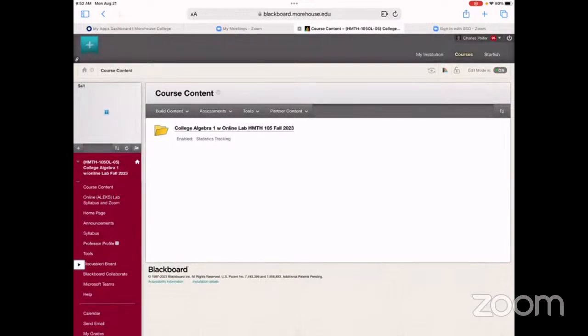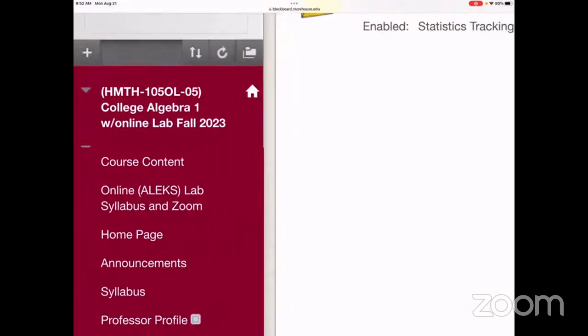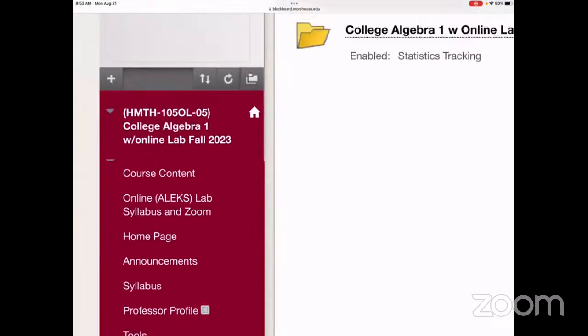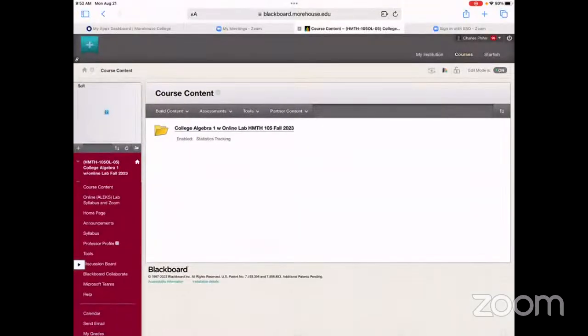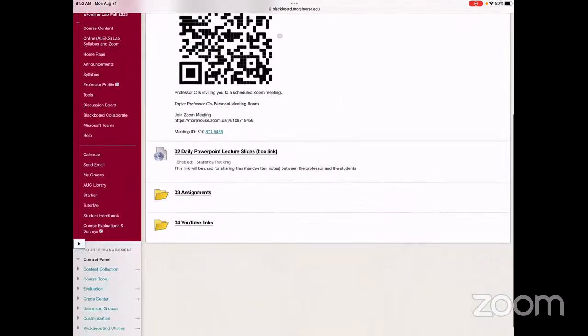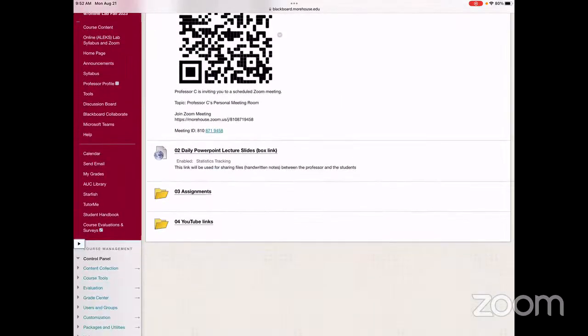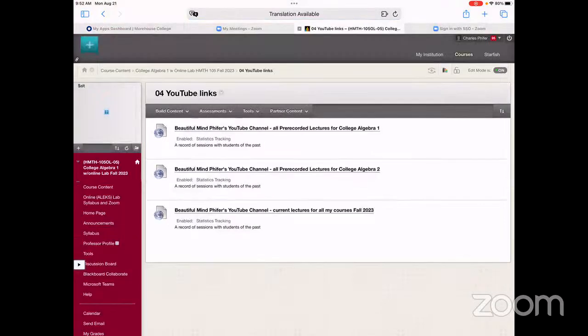So for the lab portion, on the left-hand side, just below course content, it says online lab syllabus and Zoom. So that's how you access the lab. And then for us is this main page. It says College Algebra 1 with online lab. When we open this folder, I want to point you to my YouTube links. So this item number 4, if we open that up, this is College Algebra 1. My pre-recorded lectures for you all is that first link that says College Algebra 1.